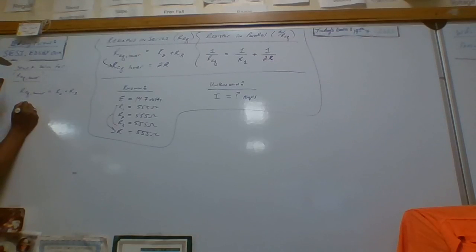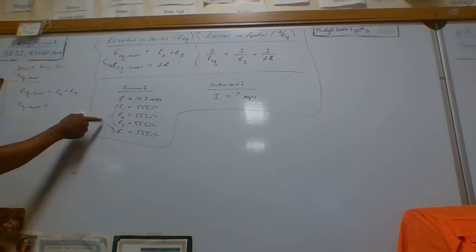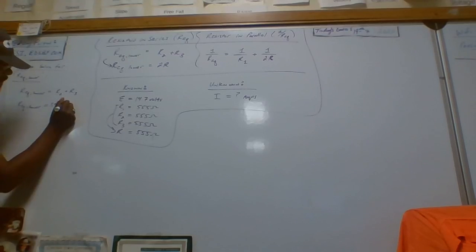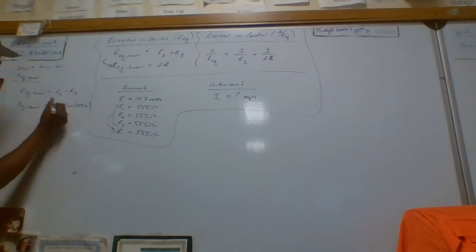REQ lower is equal to, what was our R1? I mean, R2. It's 555. They're all the same. You can say 555 ohms plus 555 ohms.